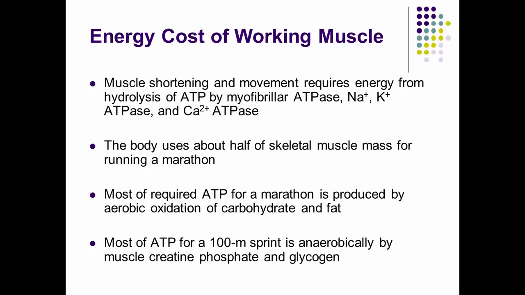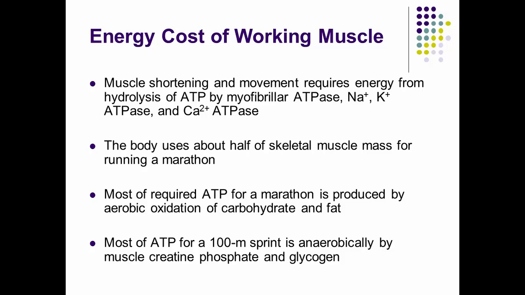And energy cost, right? Muscle contraction requires a lot of ATP, a lot of energy. So for the shortening movement, there is a need to hydrolyze the ATP to release energy. And the three important enzymes that hydrolyze ATP and release energy are myofibril ATPase, sodium-potassium ATPase, and calcium ATPase, right? These 3 ATPases in the muscle fibers can hydrolyze the ATP and release energy for muscle contraction.